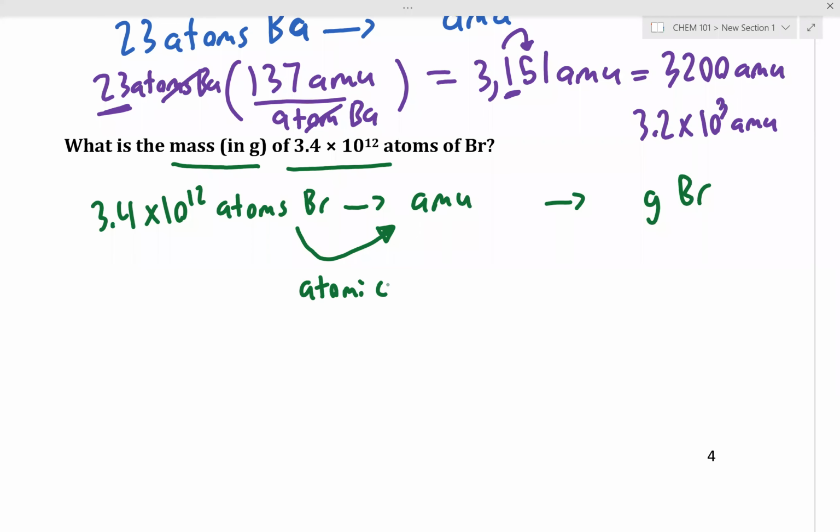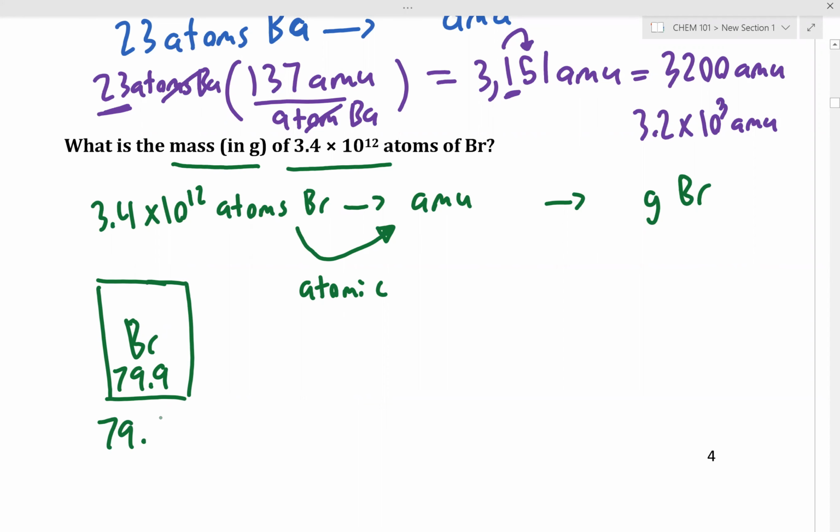If you zoom in on bromine on the periodic table, I want us to do this now. What is bromine's atomic mass? 79.9. Of course, you'd write out all the significant digits found in the periodic table, but you just want to get in the habit of going to the periodic table and reading the atomic mass, which is the number below the symbol. So now that we have the atomic mass in hand, this is 79.9 AMUs per 1 atom of bromine.